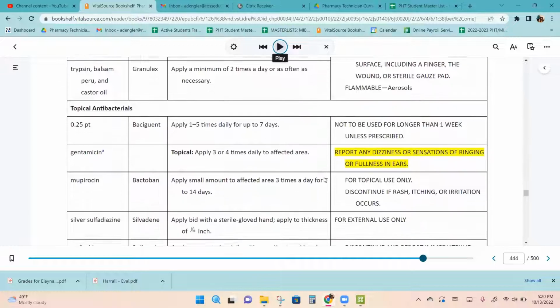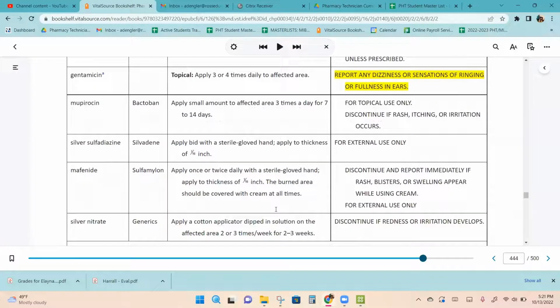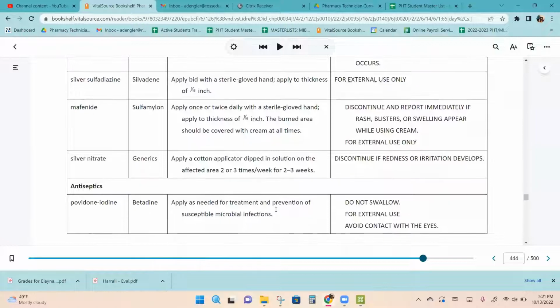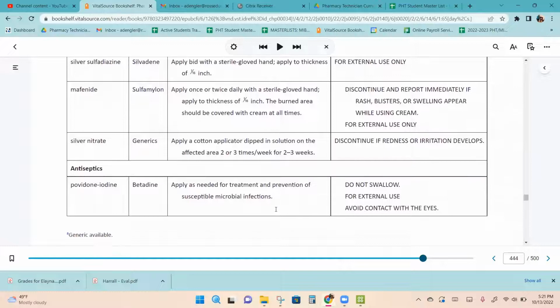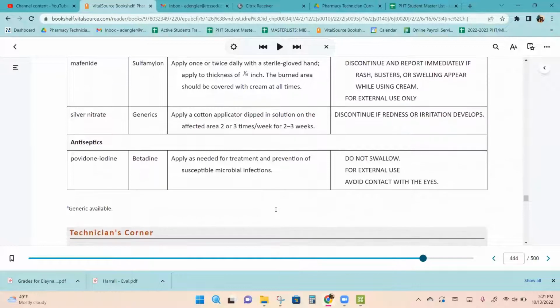Gentamicin, we should have the patient report any dizziness or sensation of ringing or fullness in the ears. For Bactroban, discontinue if rash, itching, or irritation occurs. For topical use only. Silver sulfadiazine, the Silvadene cream, for external use only, and you can see that it says apply with a sterile gloved hand. Sulfamylon, discontinue and report immediately if rash, blisters, or swelling appear while using the cream. This one also says that you should use a sterile gloved hand. Silver nitrate, apply with a cotton applicator, and you should discontinue that if redness occurs.